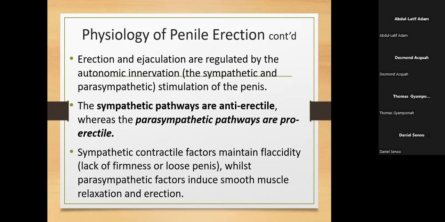How about the parasympathetic pathways being pro-erectile? It means that with the parasympathetic pathway, things are relaxed because you are resting. Remember, we said that sympathetic has to do with fight and flight, where energy is always consumed. You want to fight, you want to move, you want to do something. That means you need to consume energy, and that means muscle has to be contracted.